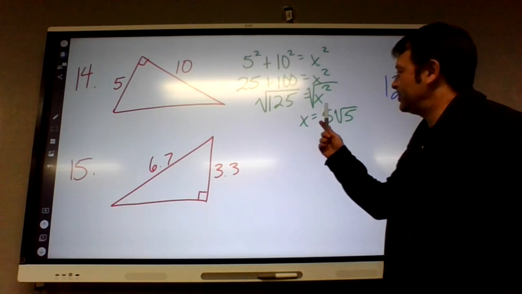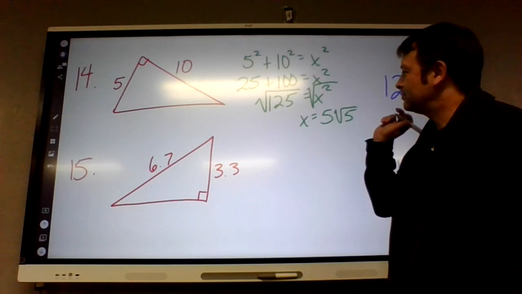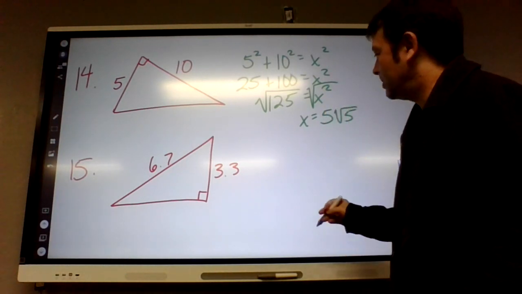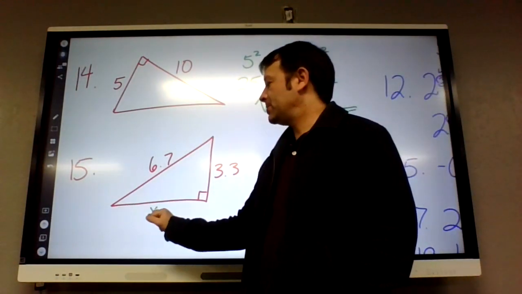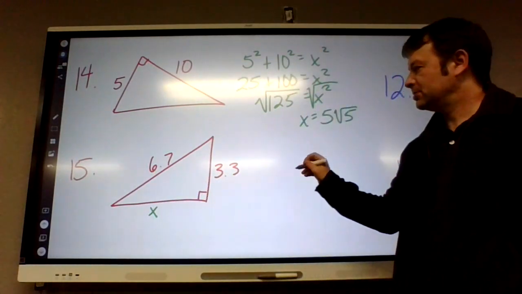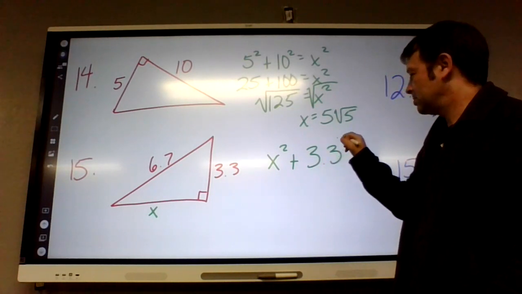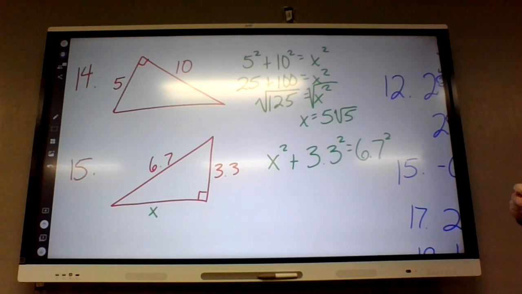So, Emily, do you know why it's square root of 125? Yes, because it's x squared, you have to square root it to get the squared away. Okay. How would 15 be set up? Anybody? It's not just Emily. X squared plus 3.3 squared equals 6.7. Okay, so this one sets up a little bit differently, right? The two legs, the two shorter sides, should add up to the longer side. So x squared plus 3.3 squared equals 6.7 squared.